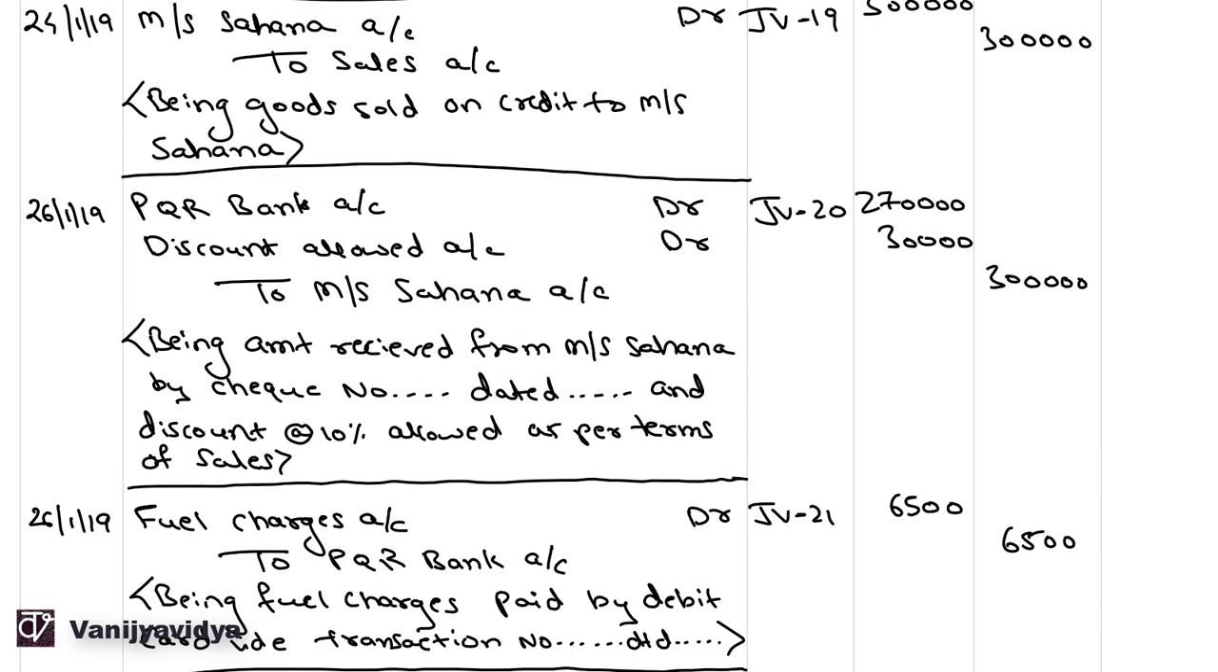On the credit side of Mrs. Sahana account, you will have two impacts. One is by PQR bank account 2,70,000, by discount allowed account 30,000. So total impact will be 3 lakhs on the credit side of Mrs. Sahana account. Let's post this journal entry.